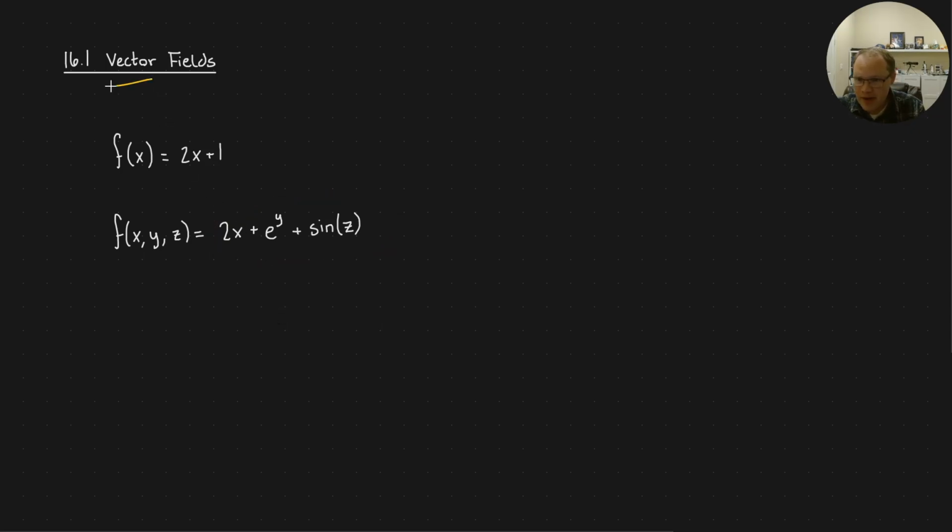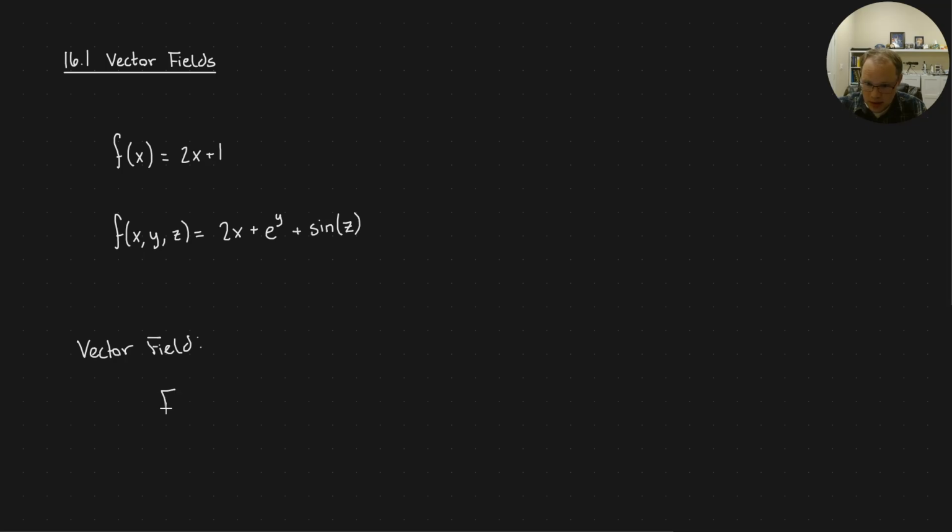Okay? But a vector field is a little different. Instead of associating a single numerical value with each point in space, we are going to associate a vector with each point in space. So let me give you an example.